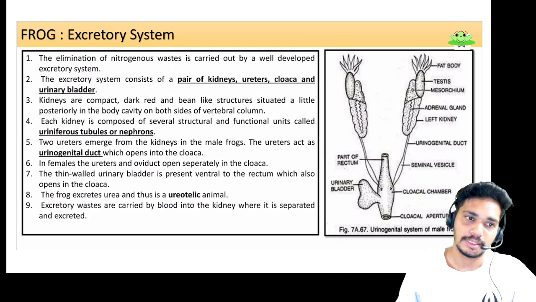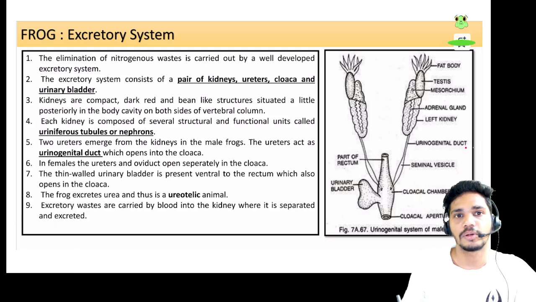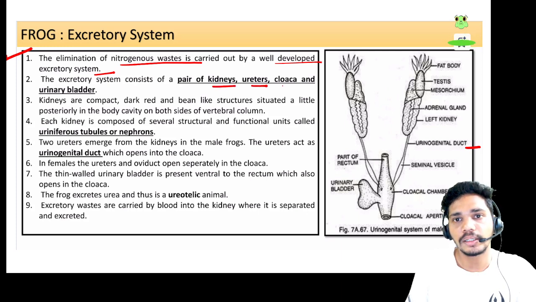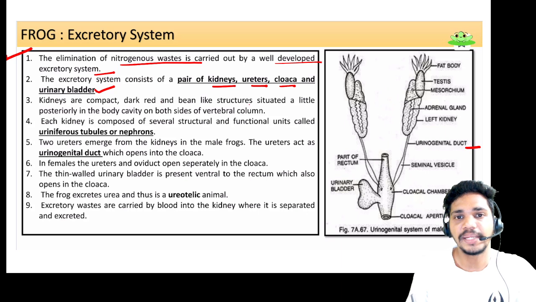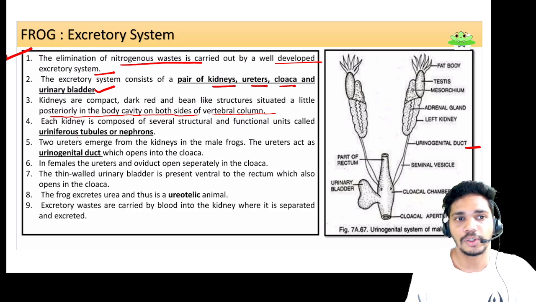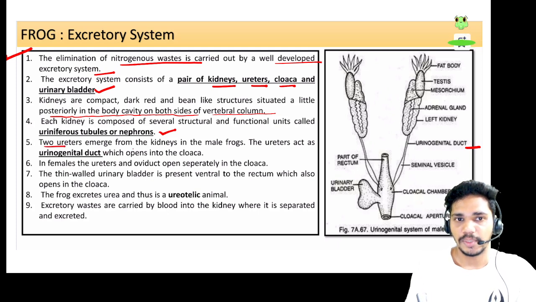Now the excretory system. Okay, we are about at the end of this. When you talk about the excretory system, the elimination of nitrogenous waste is carried out by the well-developed excretory system. The excretory system consists of a pair of kidneys, ureters, cloaca, and urinary bladder. Kidneys are compact, dark red, and bean-like structures situated a little posteriorly in the body cavity on both sides of the vertebral column. Each kidney is composed of several structural and functional units called uriniferous tubules or nephrons. Okay, nephrons are present.